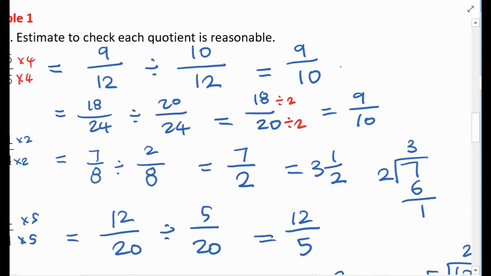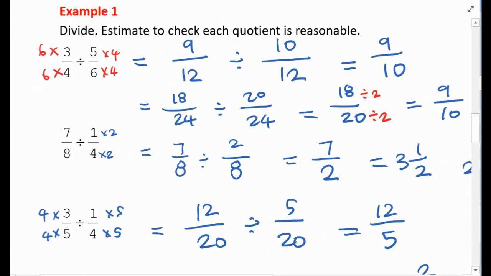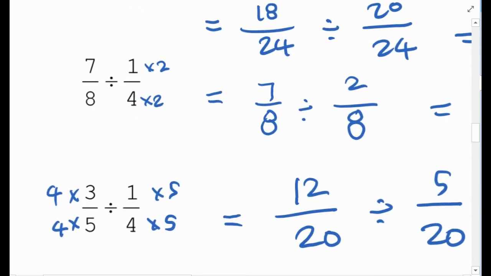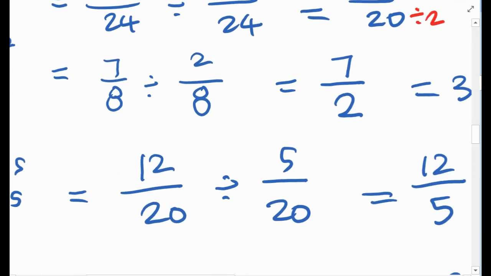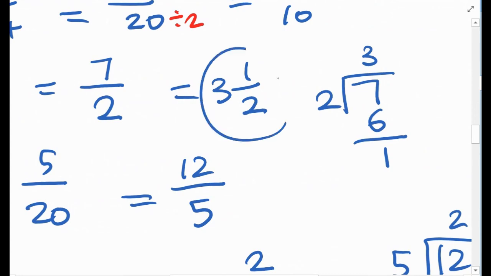9 out of 10. That is almost 1. So we can check that we got a correct answer. 7 over 8. That is about 1. So you're dividing 1 by a quarter. And a quarter goes into 1 four times. See if your answer is almost 4. Here, 3.5. It's almost 4, right?